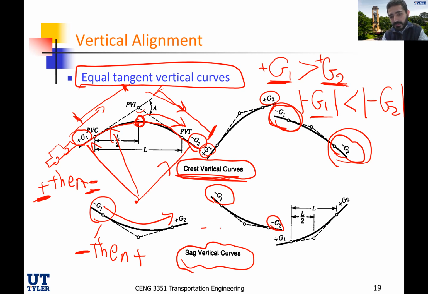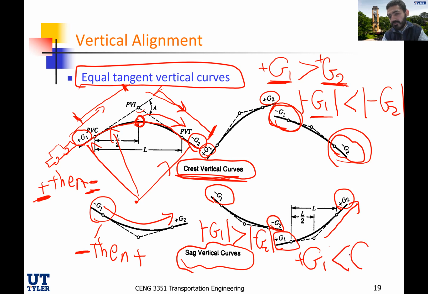So again, minus G1 is higher than minus G2. Another sag vertical curve can be defined as I'm going positive, a small positive, and then a steep positive. So G1 is less than G2. All these three cases define for us a sag vertical curve. Any questions on the definition here?